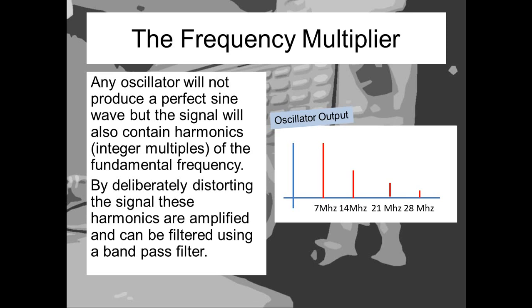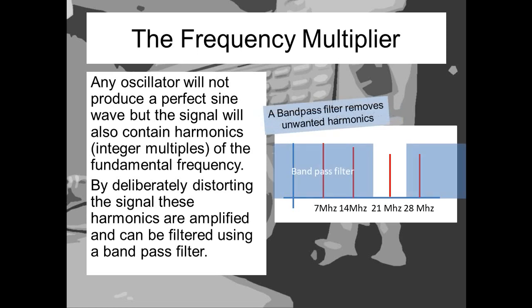Now, by deliberately distorting the signals, these harmonics can actually be amplified, okay, and then you pass it through a bandpass filter, and then you can remove the other frequencies you're not interested in. So, for example, if you distort the harmonics of a 7 megahertz oscillator, maybe using a diode or something like that on the output, you're going to get an increase in the amplitude of the harmonics. But then all you need to do is get a bandpass filter, and then filter out the band that you are only interested in. So, in this case, 21 megahertz or the 15 meter band can be produced from 7 megahertz or the 40 meter band.